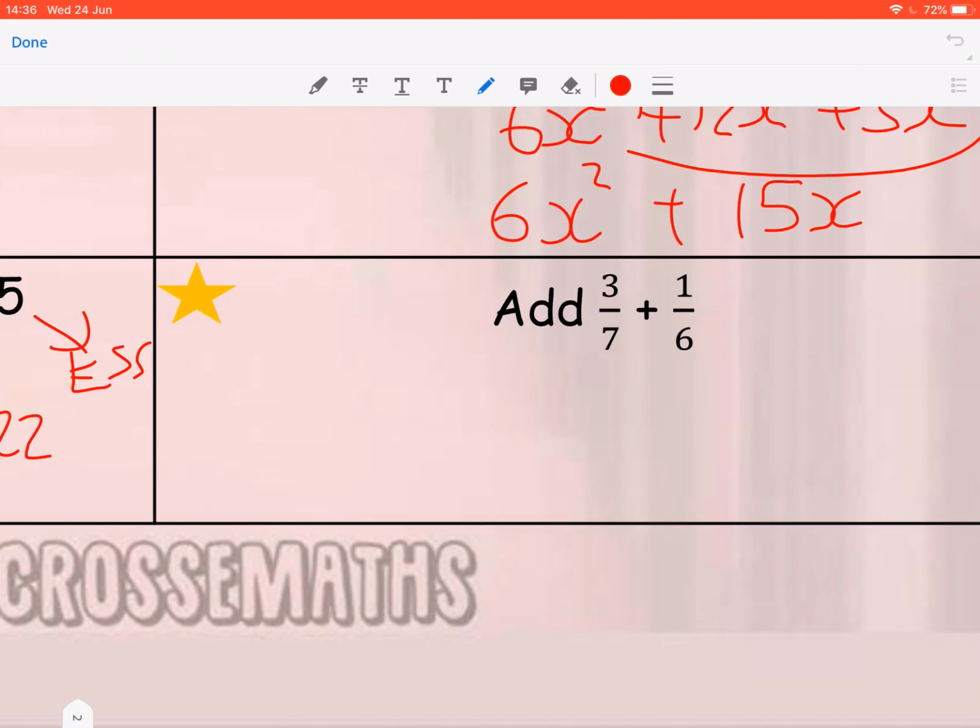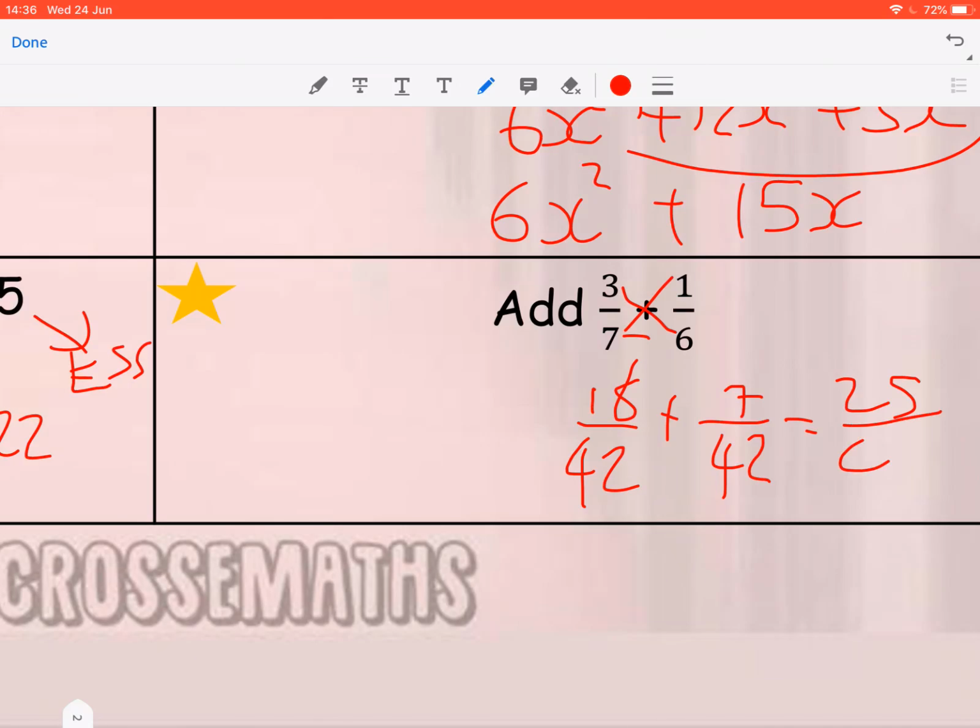Adding fractions is easy, just got to make sure the bottom numbers are the same. In order to do that, I'm going to times them together. 7 times 6 is 42 on the bottom of both. Cross multiply, 3 times 6 is 18. 7 times 1 is 7. 18 plus 7 is 25 over 42.